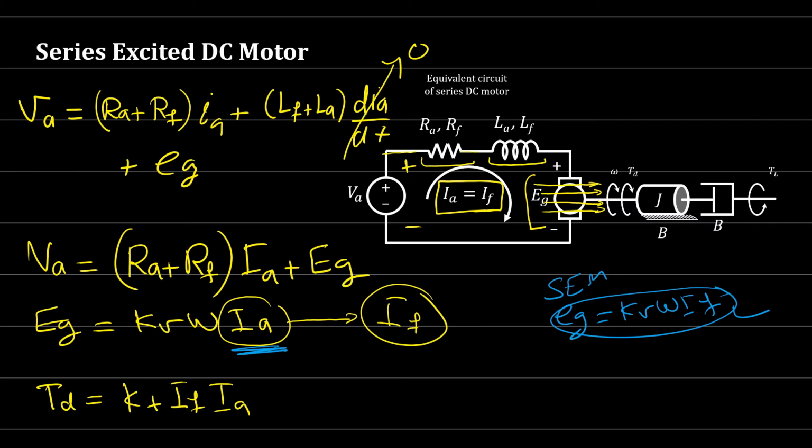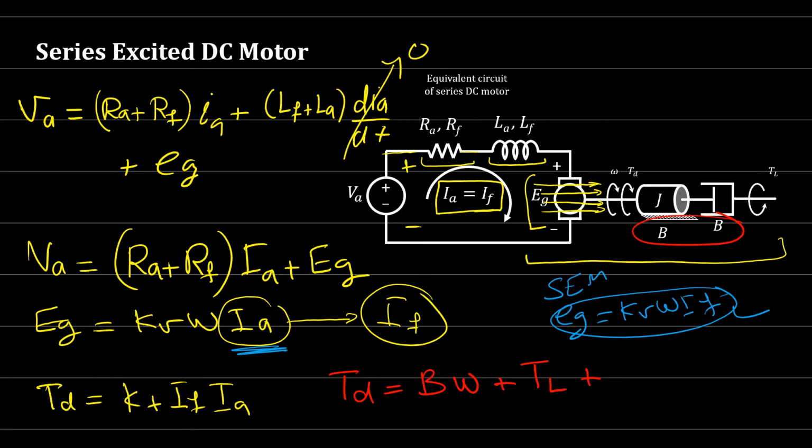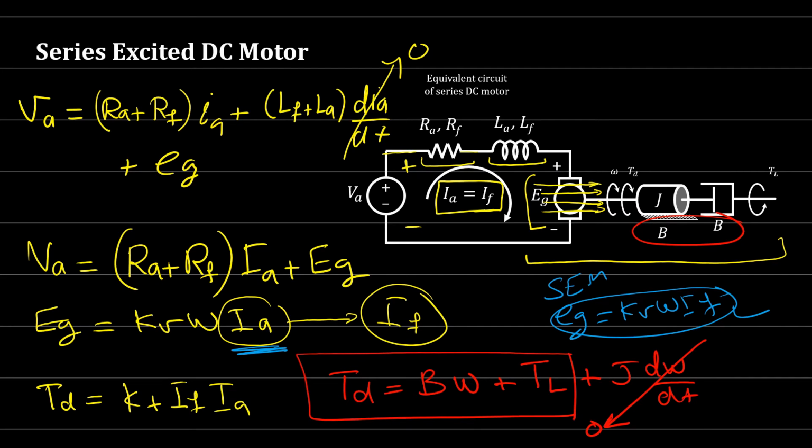Now from the rotational equation of motion on this part, we have the developed torque, and this developed torque must be equal to how much? Again here, TD is equal to B times omega, the friction B times omega, plus the load torque TL, plus the inertia J times the change of the speed, the acceleration d omega by dt. At the steady state condition, this will be how much? It will be 0. So we'll be left with this equation, TD is equal to B omega plus TL.